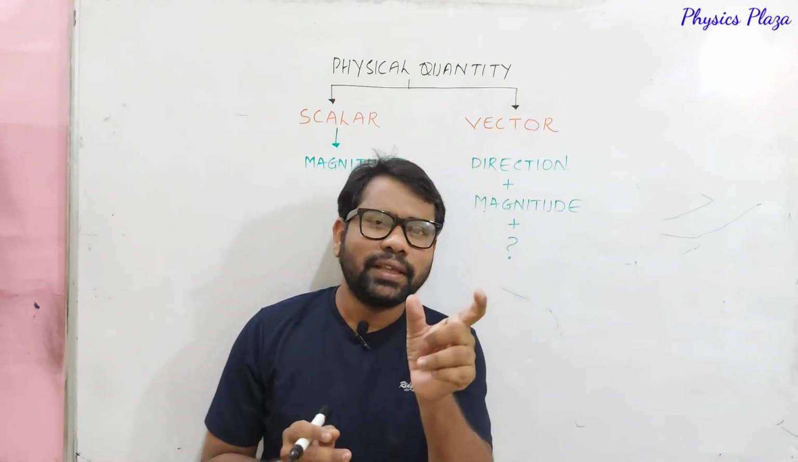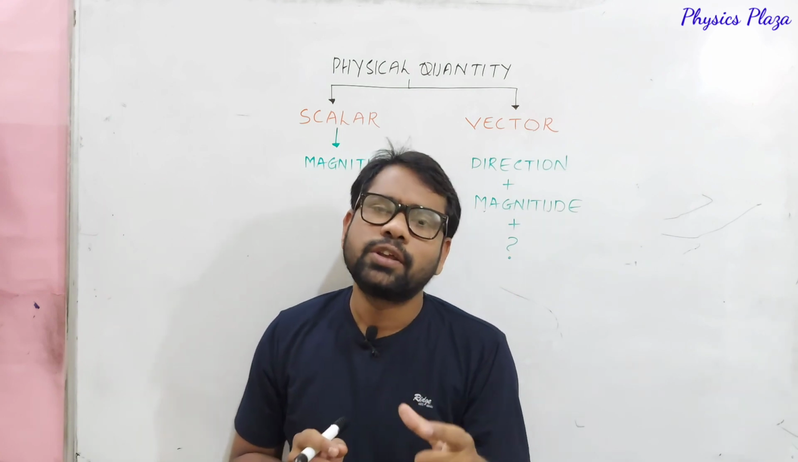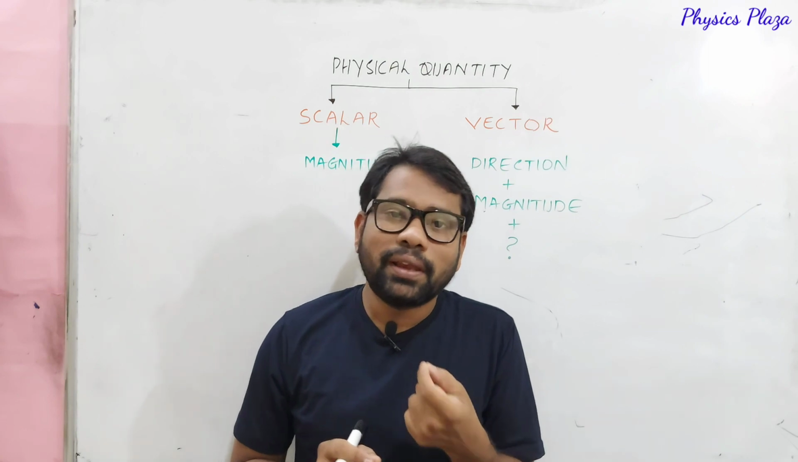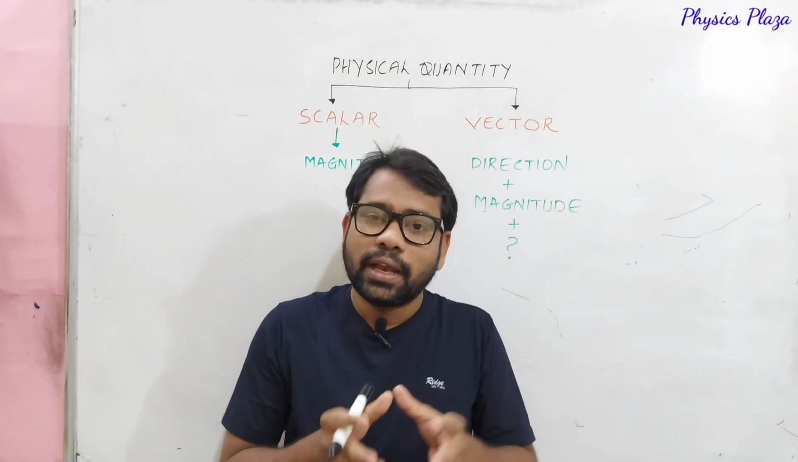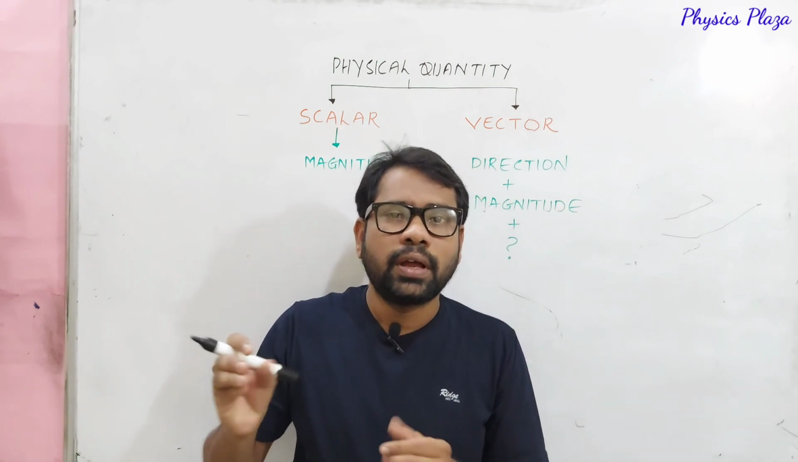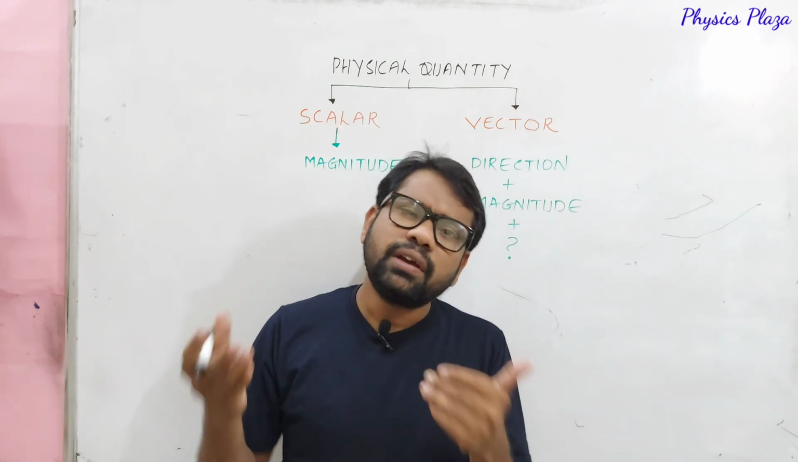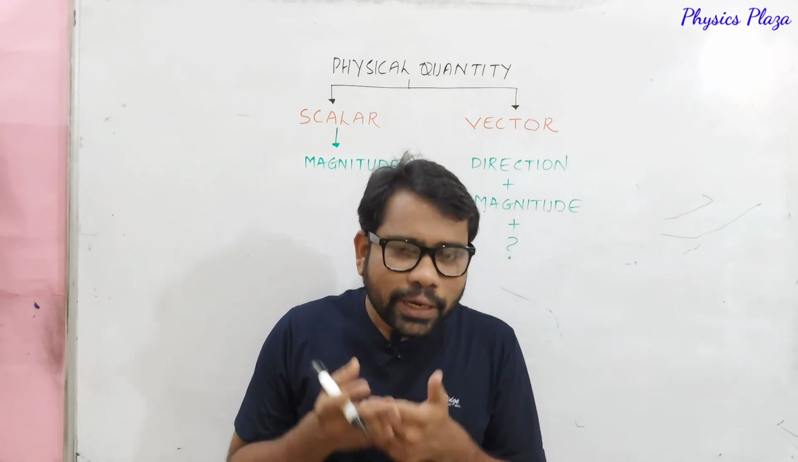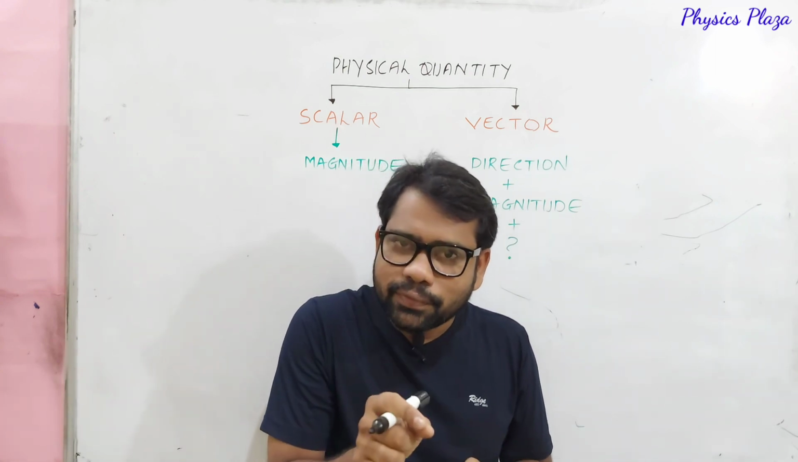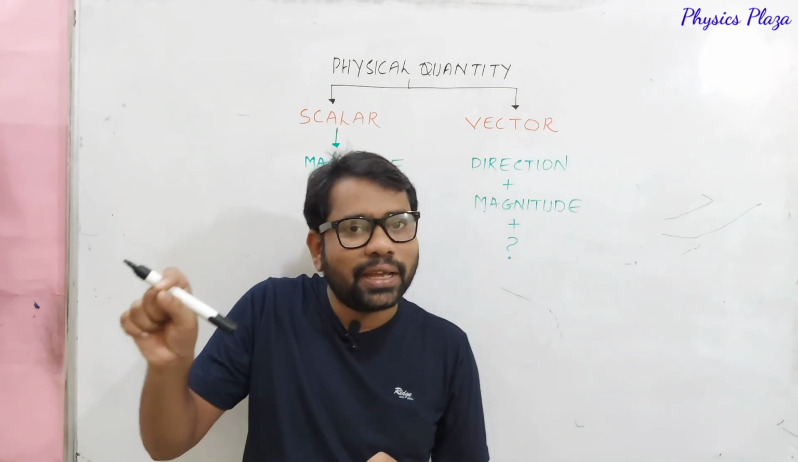So dear children, direction is not needed. What I mean to say is that in order to explain certain physical quantities, direction is not needed. How much? For that it is enough. Height 10 centimeters, enough. Time: 8 o'clock, 9 o'clock, 10 o'clock, it is enough. So, for certain physical quantities, direction is not needed.